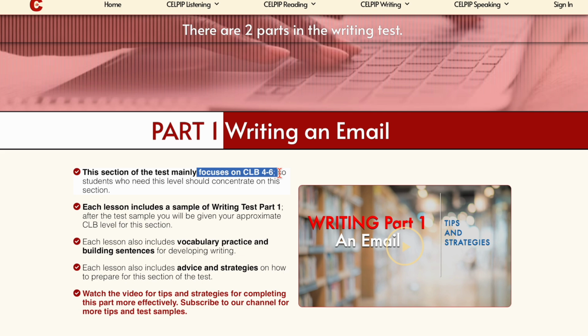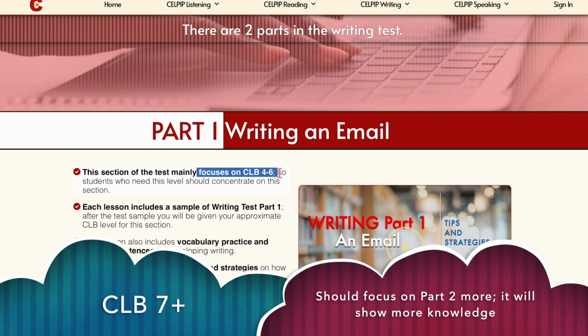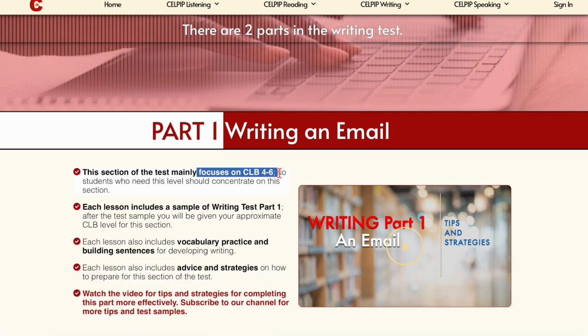Okay? Now, if you need to get CLB 7 or higher, then it means that part 2 is more important for you. And in part 2, you can demonstrate higher level knowledge than in part 1. Both are still important, but part 2 is more important for higher levels, okay?